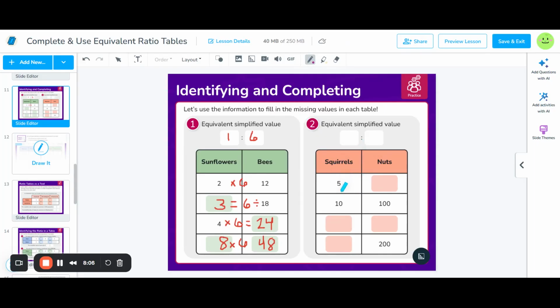All right, so if we have 5 squirrels and a mystery number of nuts. Well, here I see if we have 10 squirrels, then we're going to have 100 nuts. So what is the ratio here? 10 times 10 is 100. Well, now that we know that, this is easy, because now we know that 5 times 10 is 50.